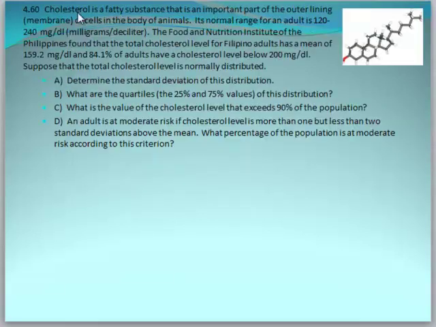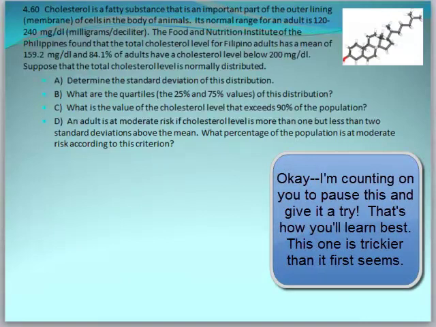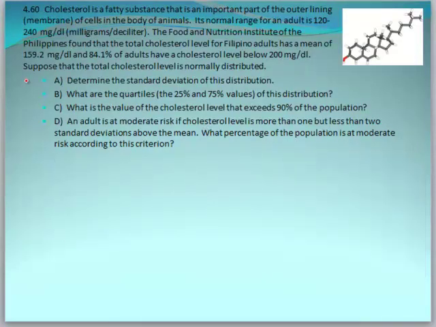Okay, for the next problem, why don't you go ahead and pause this and take a read of this, and I will, meanwhile, after you've paused it and come back, I'll work part A. So we want to determine the standard deviation of this distribution. The easy way to do this is just to remember again our magical formula. So we've got x minus mu over sigma.